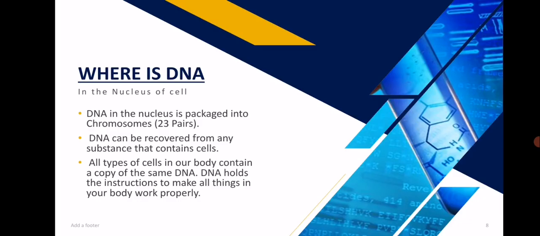The next question is, where is DNA? DNA is present in the nucleus of the cell. DNA in the nucleus is packaged into chromosomes, 23 pairs. DNA can be recovered from any substance that contains cells. All types of cells in our body contain a copy of the same DNA. DNA holds the instructions to make all things in your body work properly.